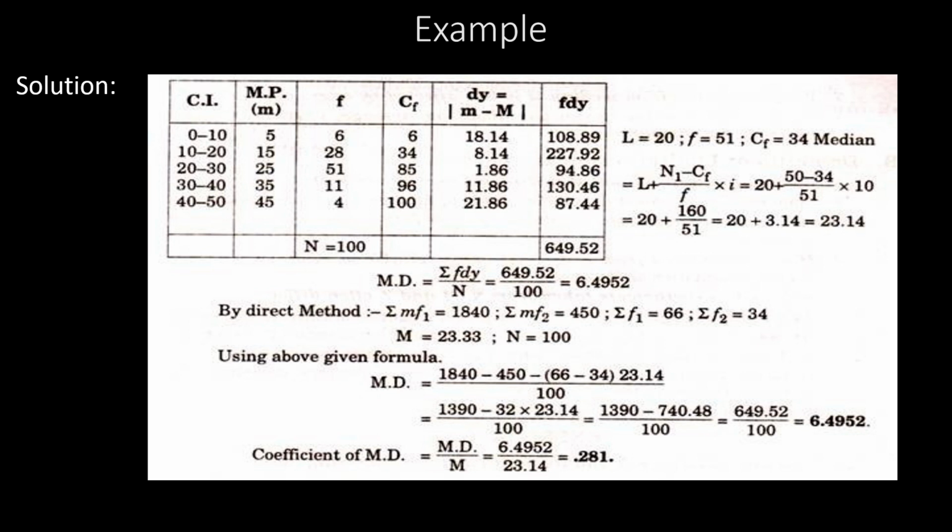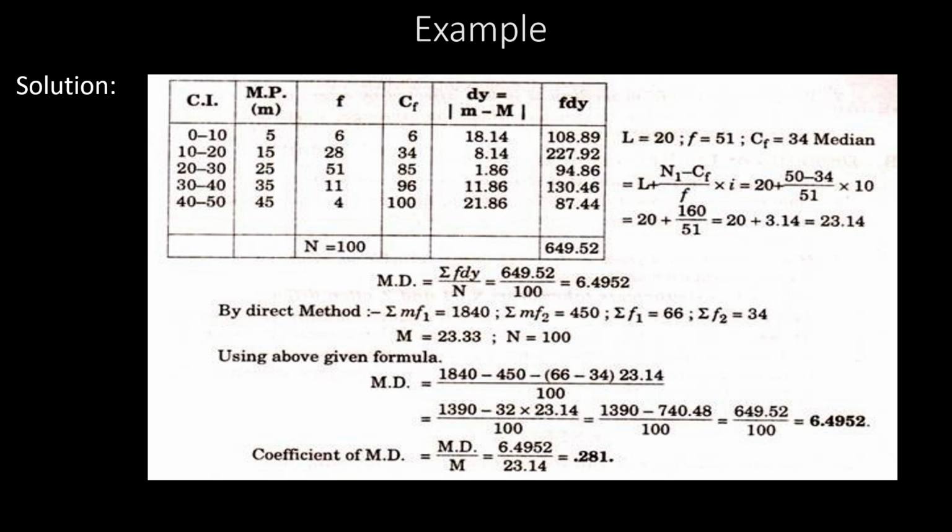So the corresponding class is the median class, and the lower limit of that class is 20, so L is equal to 20, and the corresponding frequency is 51, so F is equal to 51, and the CF value is the preceding value of that 85, which is 34. Substituting all these values, we get the median value as 23.14.